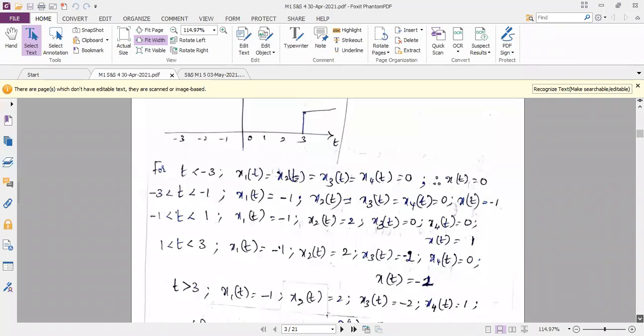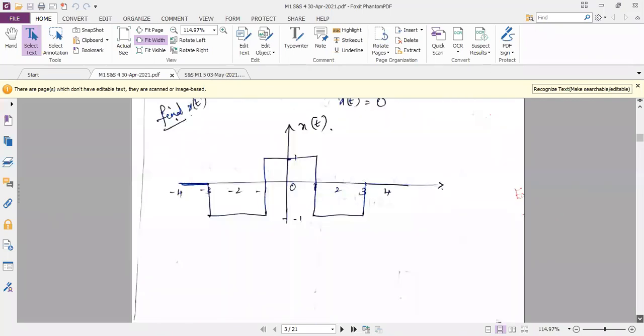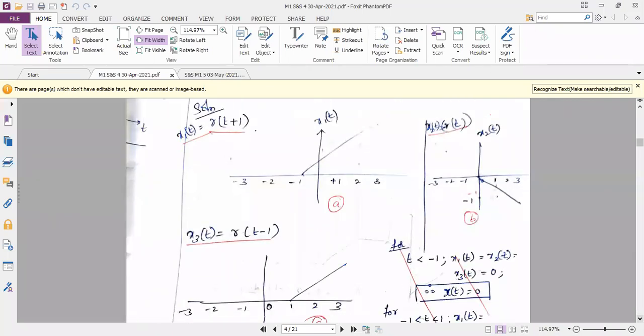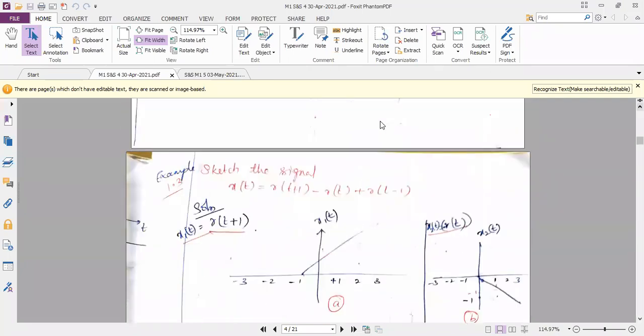Now the meeting may disconnect in another 1 minute. Till then, you can take down this problem. Only the question you take down, I will give the solution later. Sketch the signal x of t is equal to r of t plus 1 minus r of t plus r of t minus 1. Copy down the question. Once you have copied, let me know so that I will go to Microsoft Word to show the diagrams.